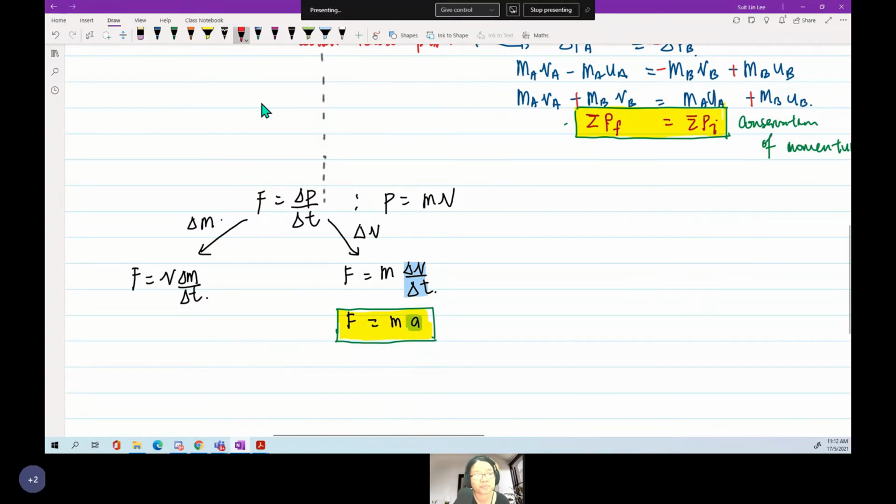A few notes. This F here is the net force, net or resultant. In chapter 1, you have learned how to find resultant vectors. Force is a vector. Second thing, F and a must always be aligned in the same direction. Logical, right?